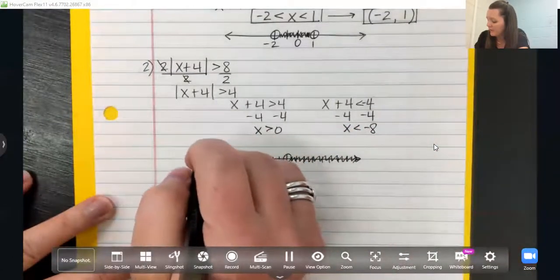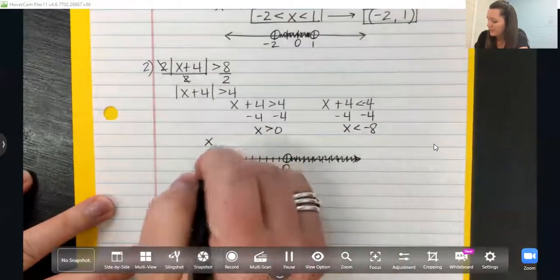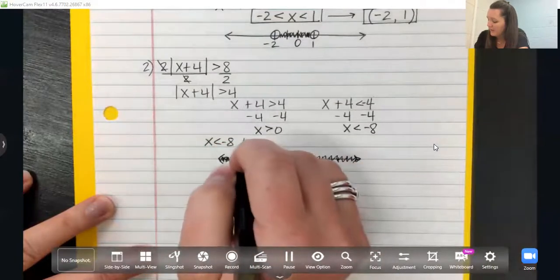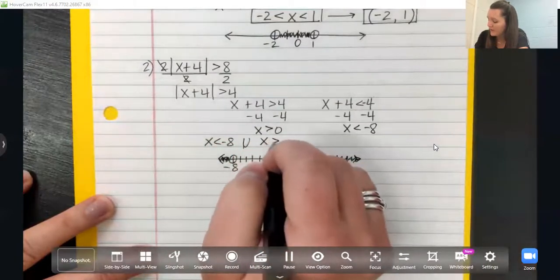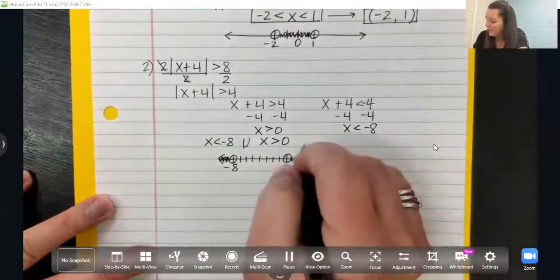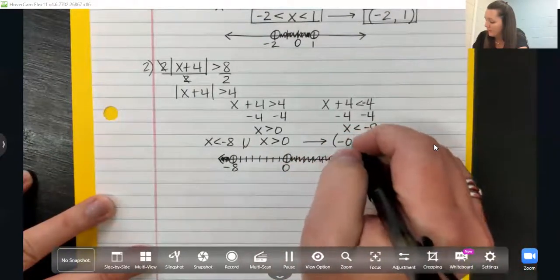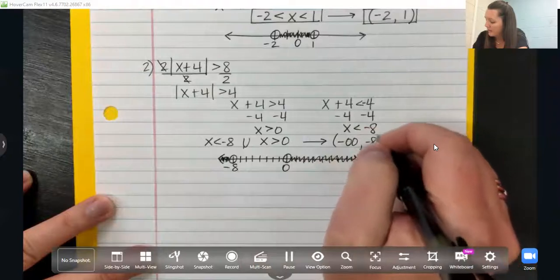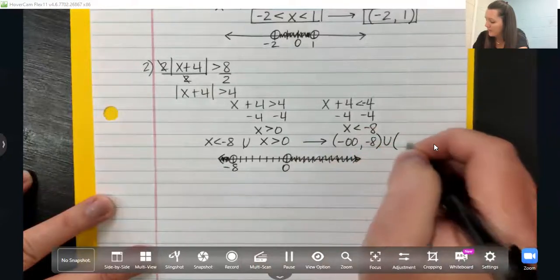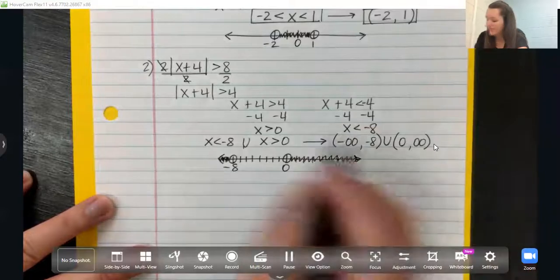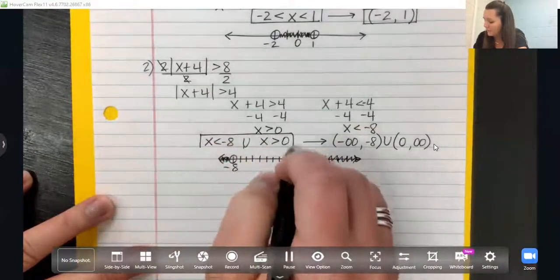So you can write it like this: x is less than negative 8, and with that union sign, x is greater than 0. Here it is as an interval, with negative infinity to negative 8, both parentheses, and then 0 to positive infinity. So that's how we would write it with the interval.